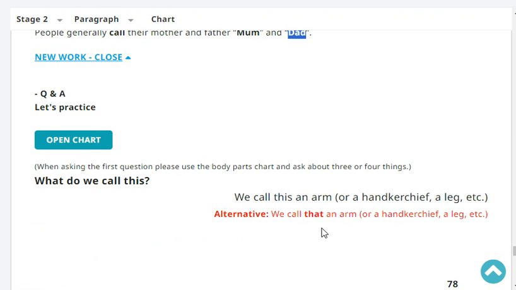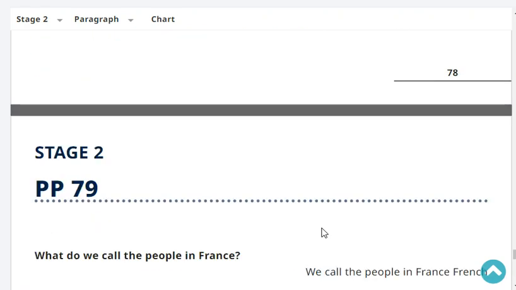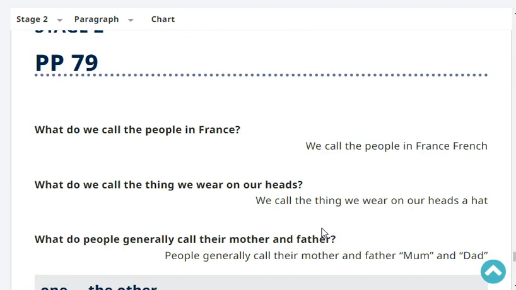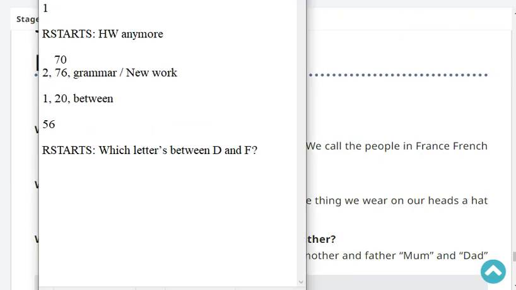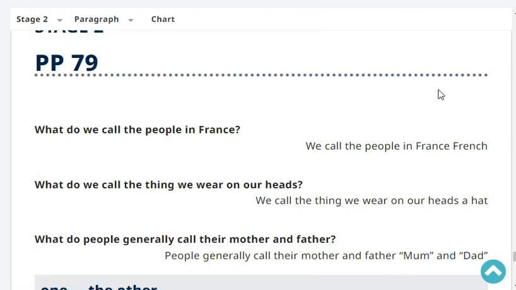What do we call this? We call that a pen. Very good. Okay, next. What do we call the people in France? We call the people in France French. Complete the answer. We call the people in France French.